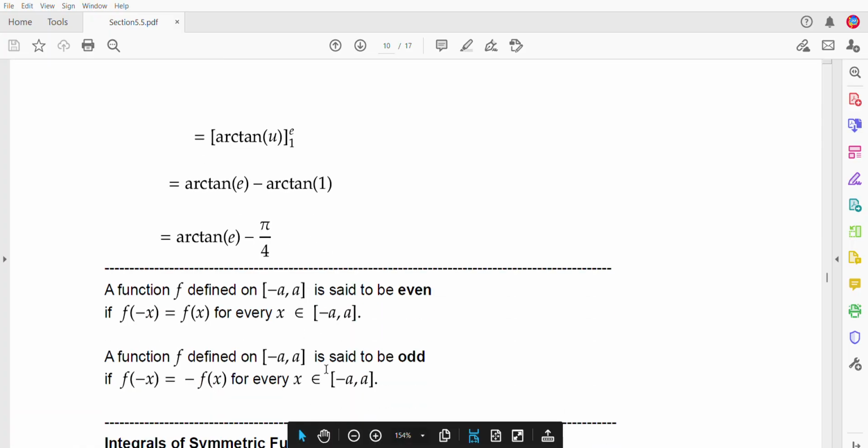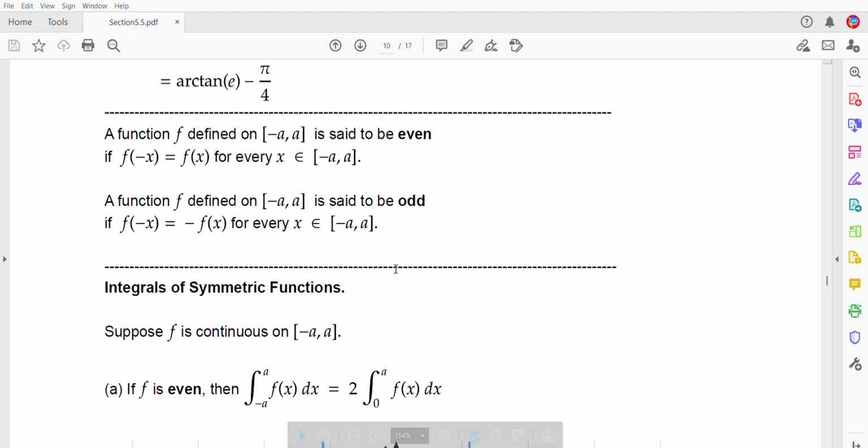A small piece of theory from geometry, it's very beautiful. A function f defined on a closed interval negative a to a is said to be even if when you replace x by negative x, f of negative x equals f of x, so there is no change. On the other hand, a function f defined on negative a to a is said to be odd when you replace x by negative x, negative comes out. f of negative x is negative f of x for every x.